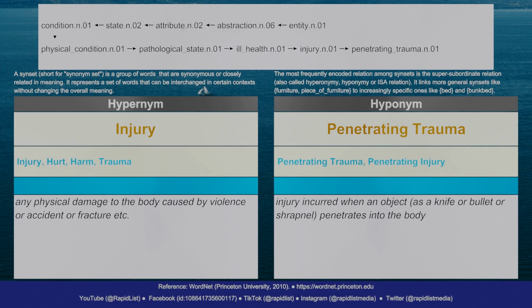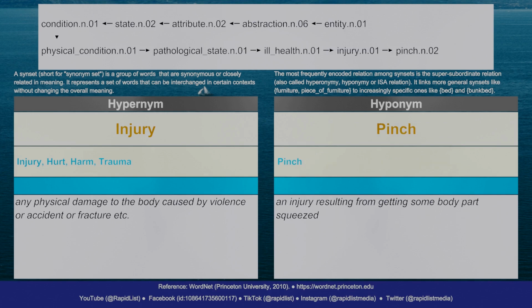Penetrating trauma. Injury incurred when an object, as a knife or bullet or shrapnel, penetrates into the body. Pinch. An injury resulting from getting some body parts squeezed.